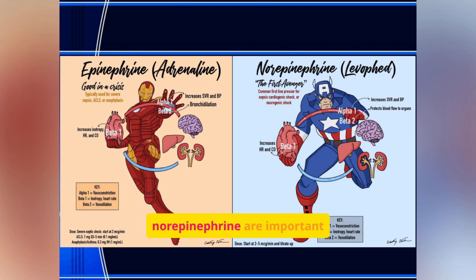Epinephrine and norepinephrine are important vasoconstrictors used in shock. We'll compare their effects on the body. Epinephrine stimulates alpha and beta receptors, boosts HR, BP, and bronchodilation, great for anaphylaxis and cardiac arrest. Norepinephrine mostly acts on alpha receptors to raise BP, commonly used in septic shock.